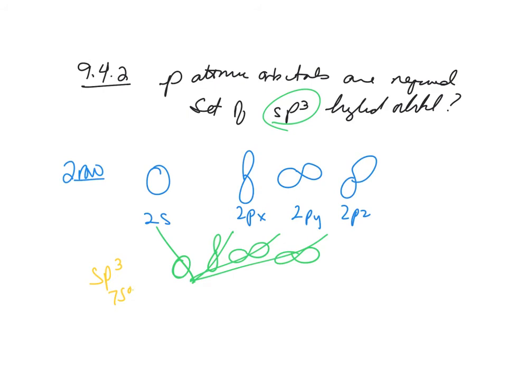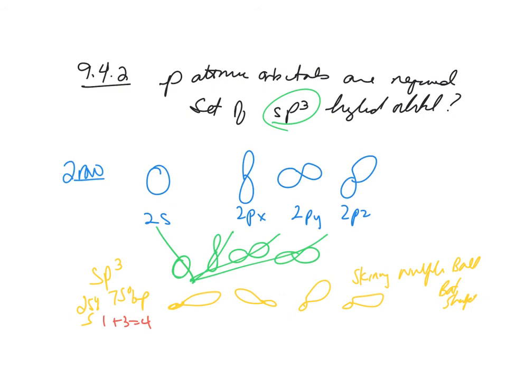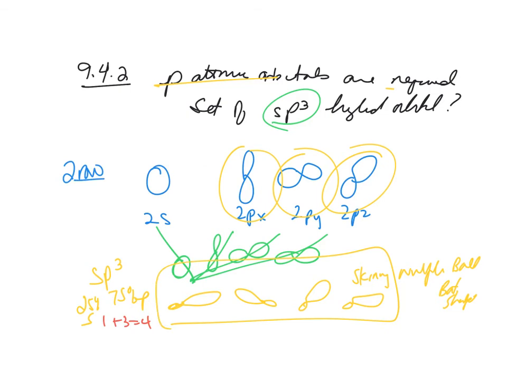It's going to be 75% p shape and 25% s, so it's going to be kind of a skinny wiffle ball bat. And you're going to add your superscripts, 1 plus 3. You're going to need 4 of these. So we're going to need 4 of these skinny wiffle ball bats. We'll call these skinny wiffle ball bat shapes. Okay, so I'm just showing you that, so how many p orbitals are required? You're going to have all 3 of them, 1, 2, 3, to get this shape. And you're going to have to add the superscripts.